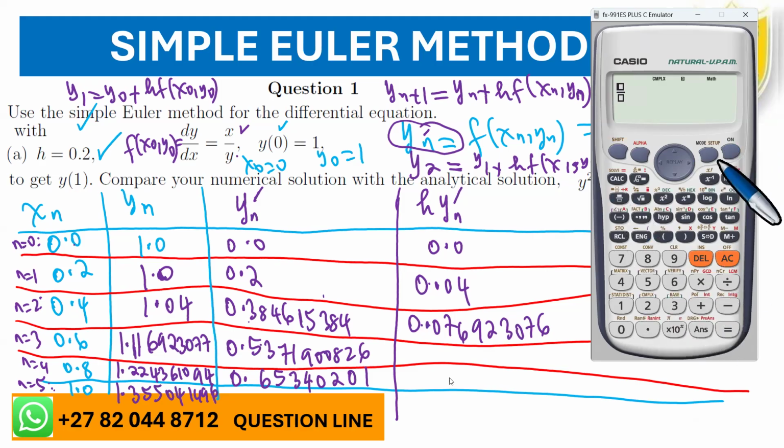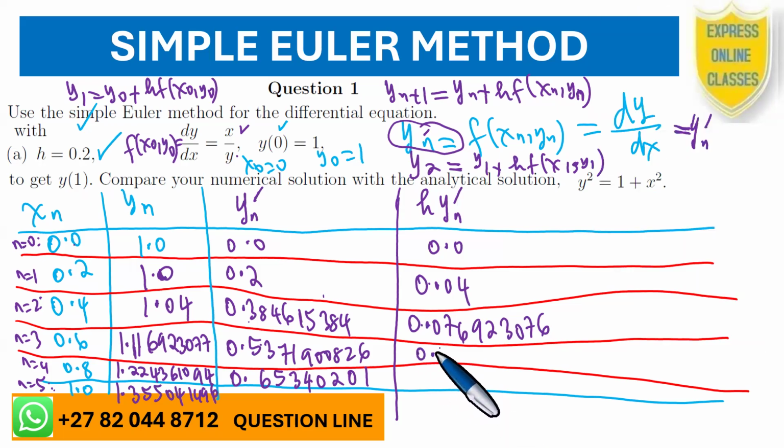Right, so if you multiply the 0.2 h with the y prime, as indicated, that is 0.2 by the 0.53 71900 826, which is 0.1074380 38016. Okay, then you multiply again the 0.2 with that.